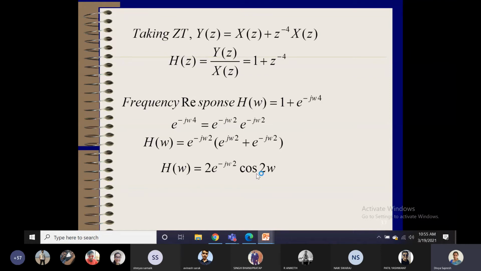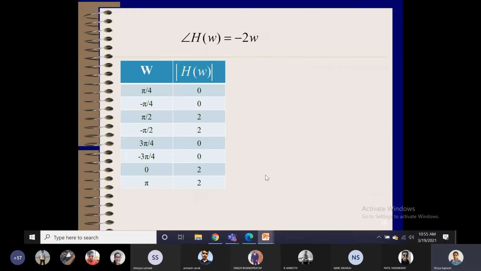Okay, so now I can find out the magnitude. The magnitude is the magnitude of this term, that is 2 e raised to minus j omega 2 into cos 2 omega. The magnitude of this complex term will come out to be 1, so you will be left with 2 cos 2 omega. That is the magnitude response of H of omega. Now you need to get the phase. The phase is directly minus 2 omega only. So the angle will be minus 2 omega.